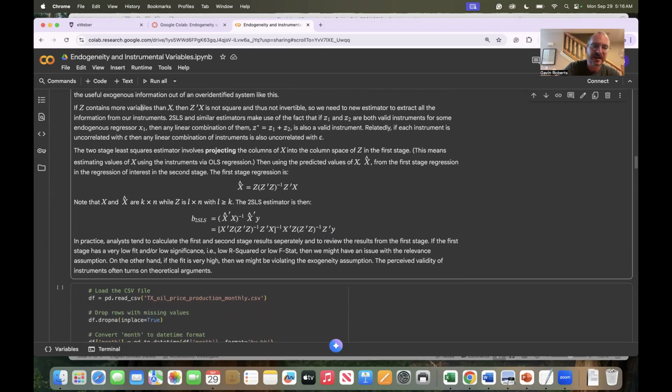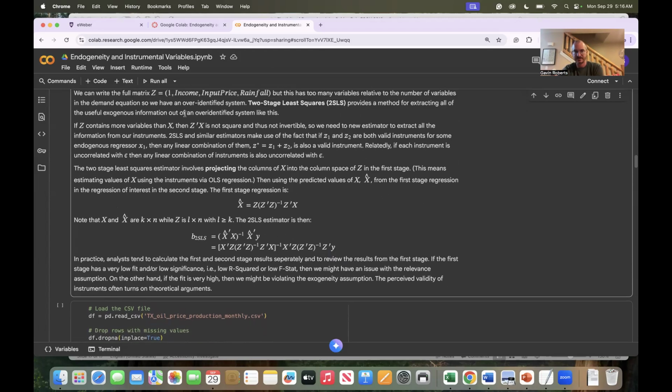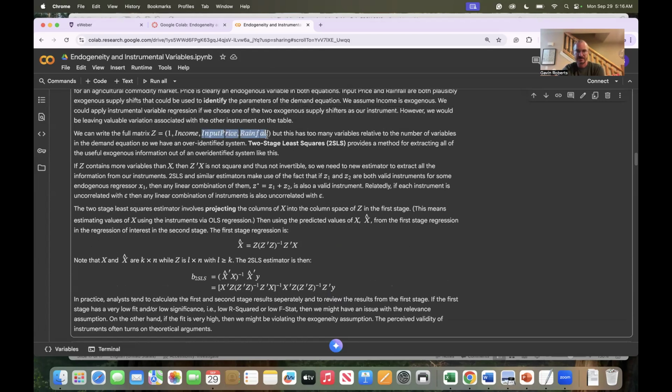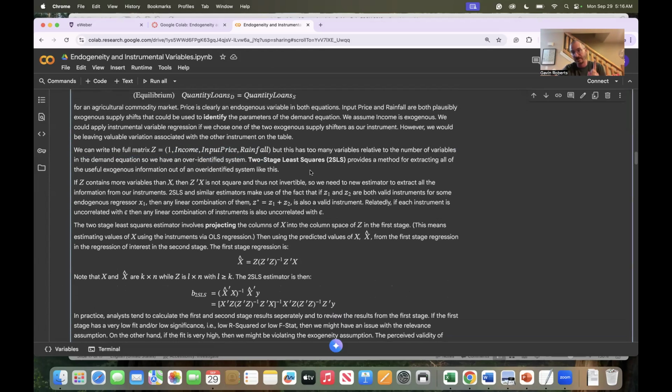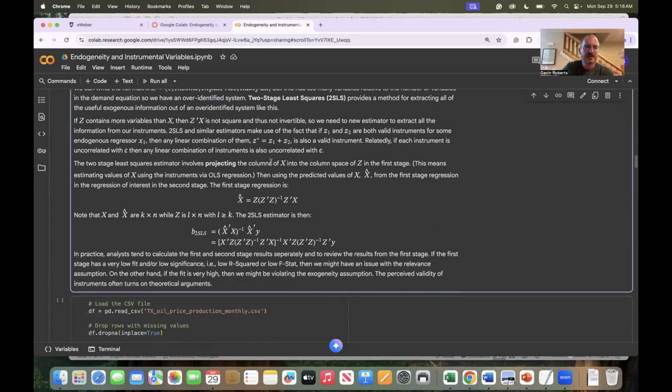So if Z contains more variables than X, like in this case, where income, input price, and rainfall are Z, but price is one variable, X, then Z prime X is not square and is not invertible.